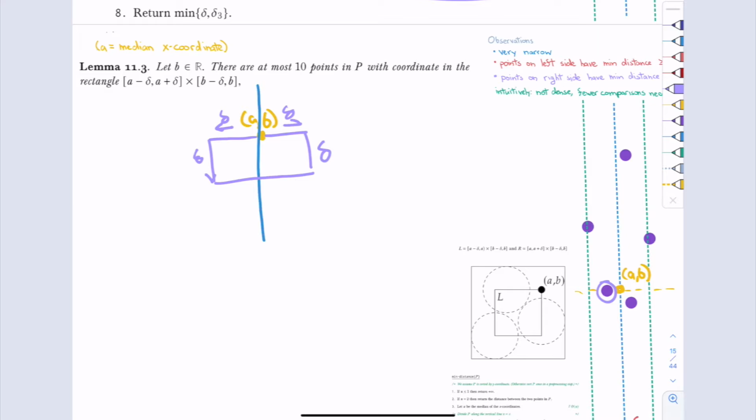Okay, so the claim is that there's only at most 10. Yeah, it doesn't really matter what the number is. I think you could get it down to like 6 or 7. And you could be lazier than what we're doing and say 20 or 100, and you'll still get the main running time, which is to say that you only have to check a constant number of other points.